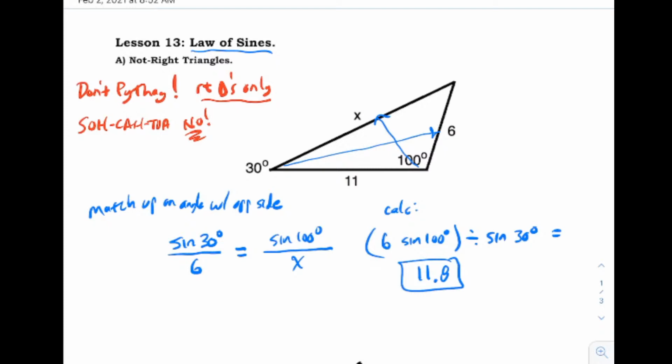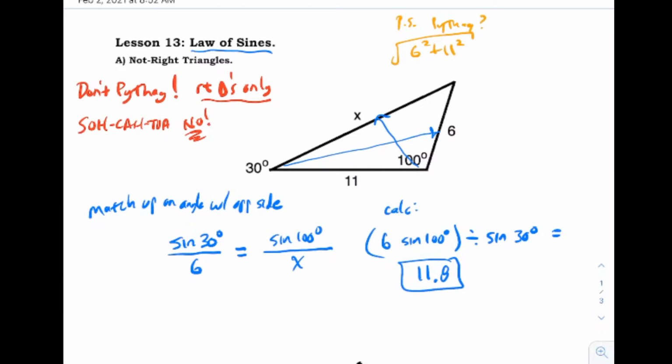11.8. PS. If you had tried Pythag, you would have gone 6 squared plus 11 squared. You would have added them up. You would have taken the square root. Let's just see what that is. So I'm doing that on my calculator now.